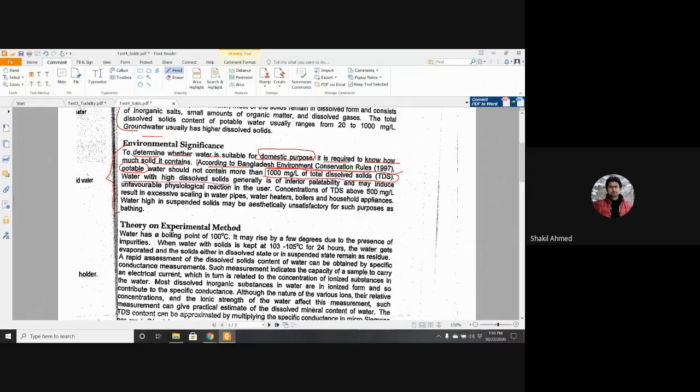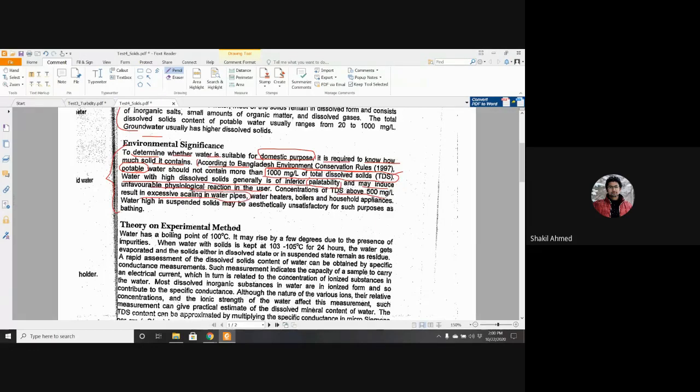Water with high dissolved solid generally is of inferior palatability, right? Palatable means it tastes good, so unpalatable water doesn't taste good and may induce unfavorable physiological reaction in the user. Concentration above 500 milligram per liter results in excessive scaling in water pipes.